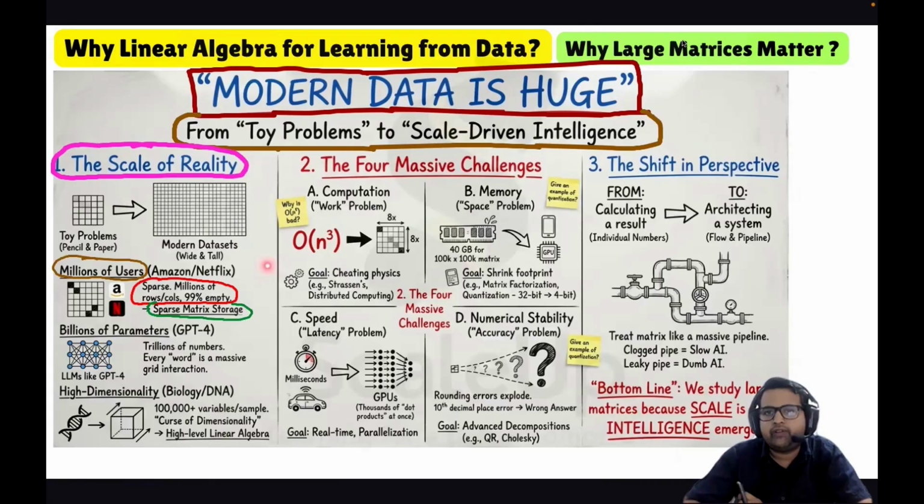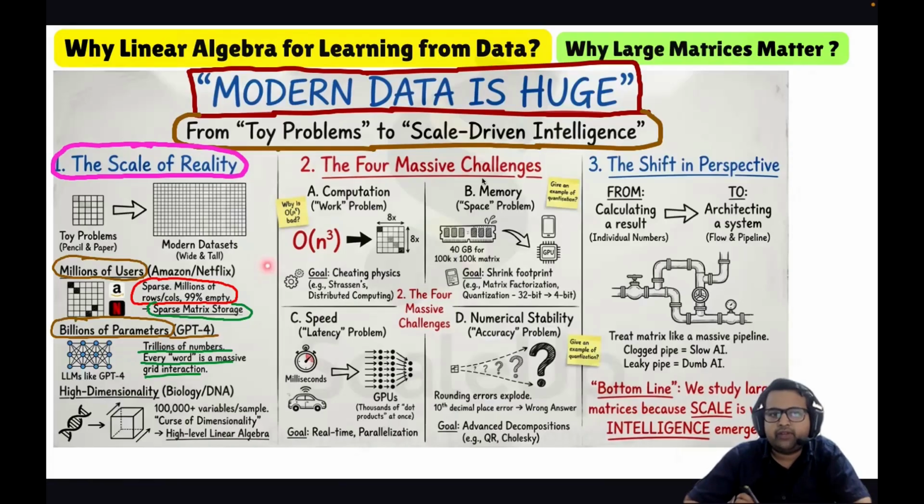Now, the world we are living in, we are talking about billions of parameters. Large language models like GPT-4 are essentially trillions of numbers organized into matrices. Every word generated is the result of these massive grids interacting. So every word generated by a large language model is a massive grid interaction.